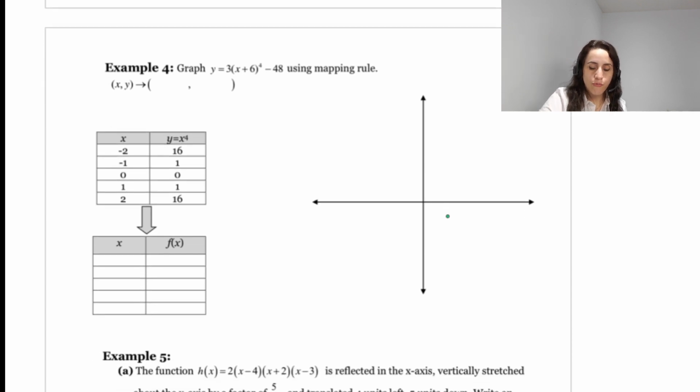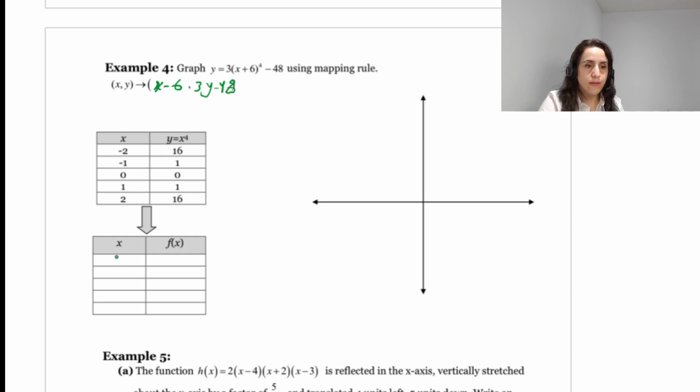I'd like to write down the mapping notation. You can start to do it by yourself, and I'm going to do it here. We are going to find the points and graph the function. You do it, I'm going to do it too. x minus 6 and 3y minus 48 is going to be my transformation.